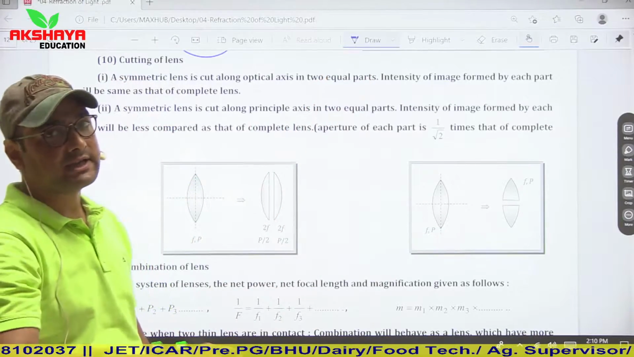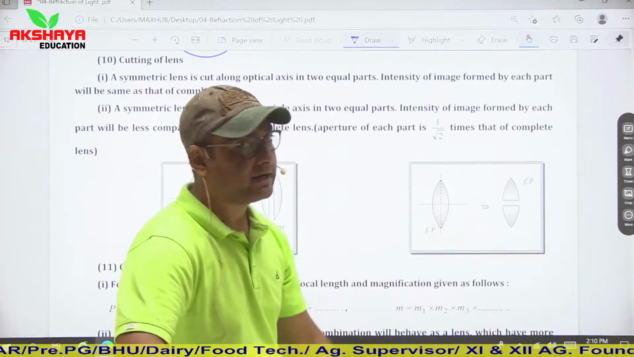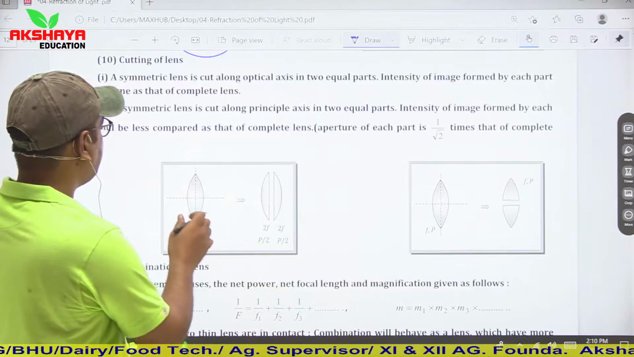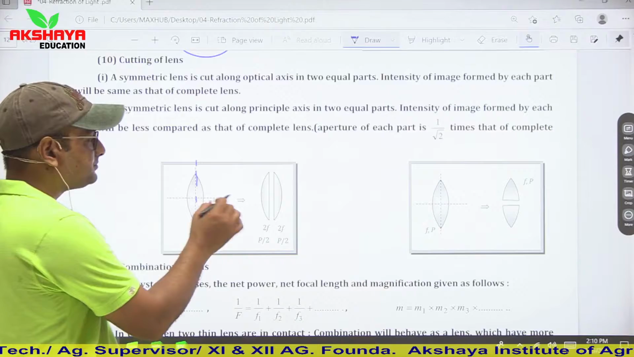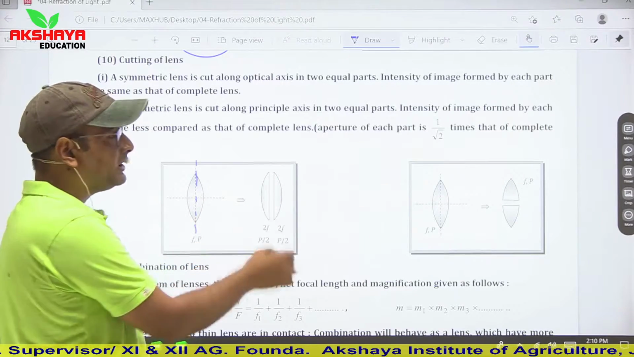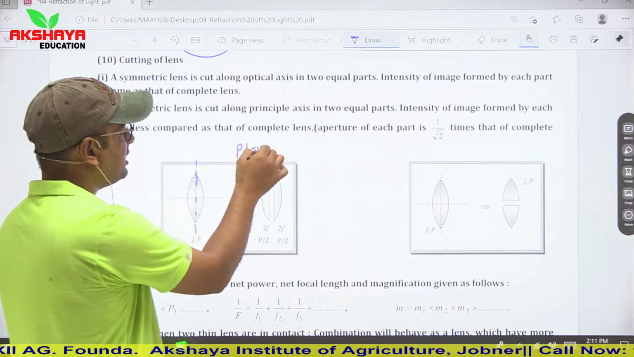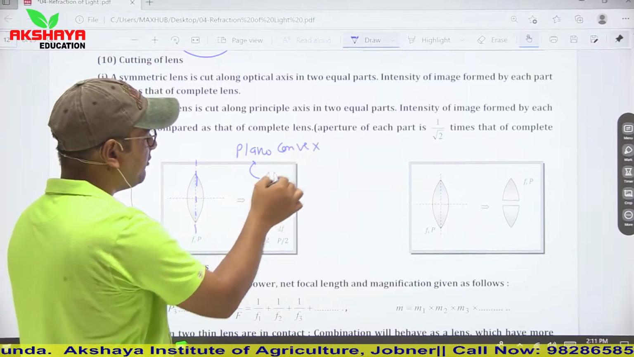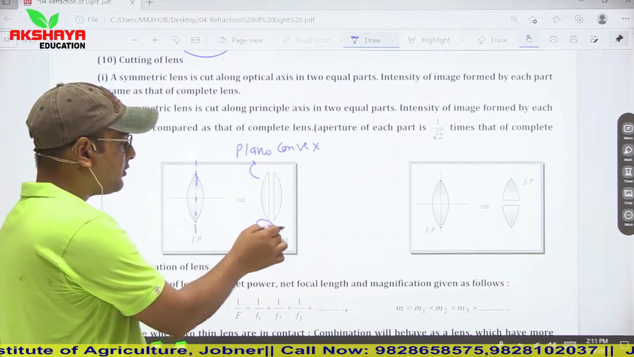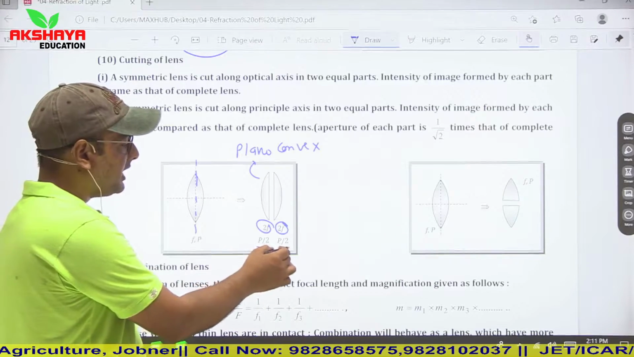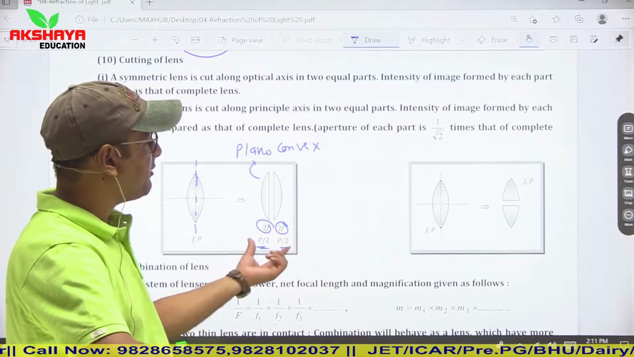Now, cutting of lenses. Lenses can be cut in two ways: one is perpendicular to the principal axis and another is parallel to the principal axis. In the first case, when it is cut perpendicular to the principal axis, there are two lenses of the plano-convex type. One surface is plane and the other surface is convex, and their focal length becomes twice. So the focal length is twice, so the power will be half, because power is the reciprocal of focal length.